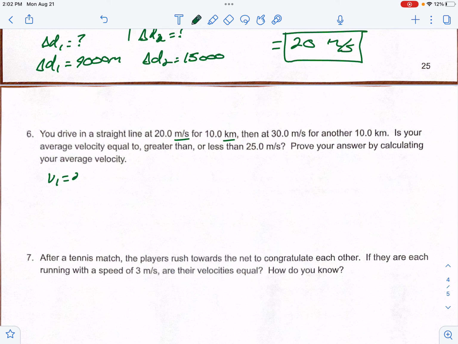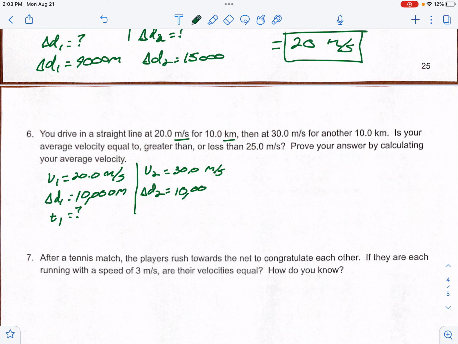So velocity 1 is 20.0 meters per second. My displacement 1, so there are 1,000 meters in 1 kilometer, so that's going to be 10,000 meters. So that means I do not know time 1, so that's my question mark. Then at 30 meters per second, so V2, 30.0 meters per second, for another 10 kilometers, so my displacement 2 is going to be 10,000 meters. And time 3, I don't know, so we're going to find that.